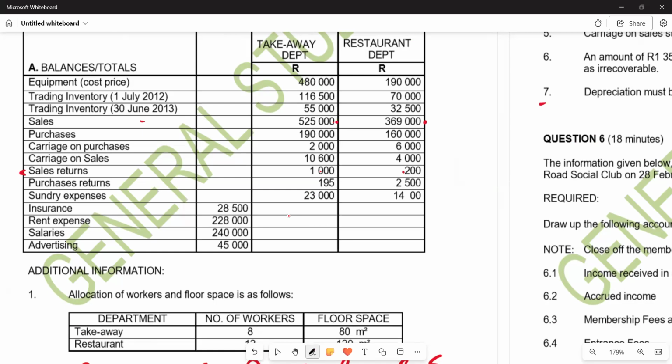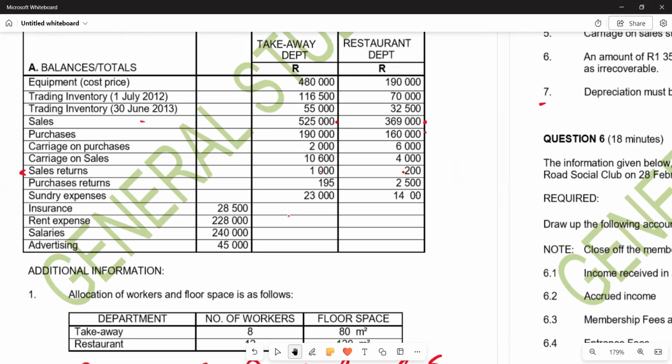So we are saying purchases, 190,000 is for the takeaway, 160,000 is for restaurant. And then we also have purchase returns that we have to subtract. 195 we subtract from the figure for purchases, 190 for the takeaway. And then for the restaurant, we have 2,500 for purchase returns, which we subtract from the figure for purchases, which is 160,000. So this is the initial calculation that we have.